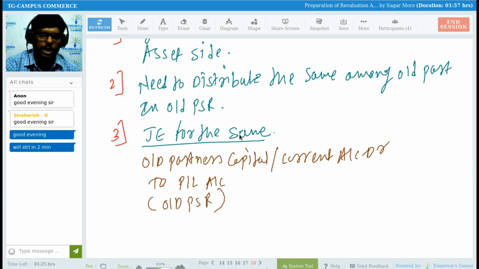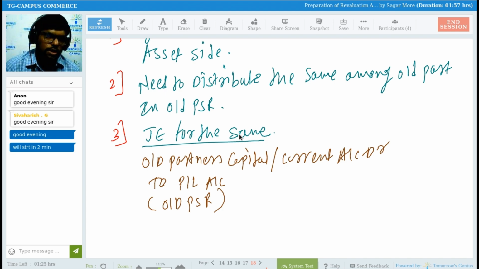Profit and loss account debit balance always means loss, and a loss is always found on the balance sheet asset side, right? So if you are transferring an asset, what do you have to do? Asset means debit, so you are going to credit it, right? That's why in my journal entry I have created the profit and loss account.